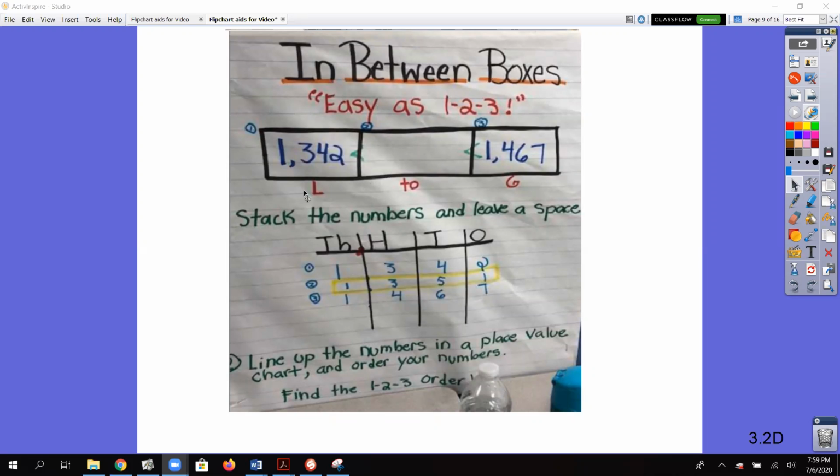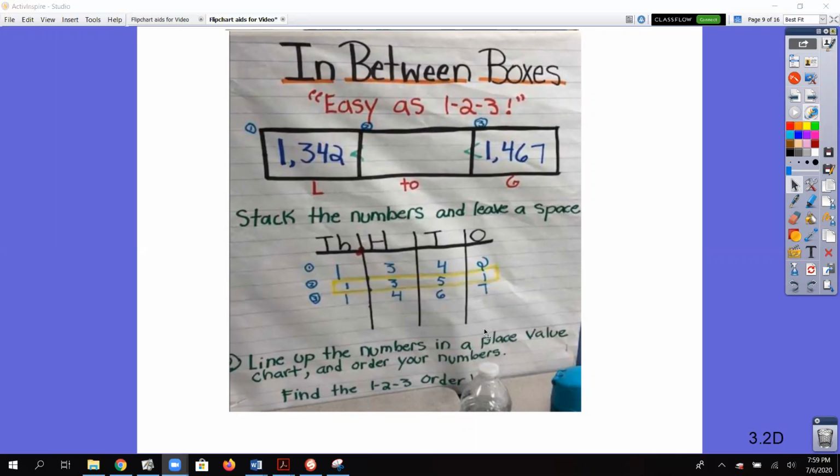So step 1 would be to stack the numbers and leave a space. So they stacked them inside a place value chart, and they left the space in the middle because they were trying to figure out what would go there. So 1,342, 1,351, and 1,467. So they found the number that goes in the middle by doing the in-between box. So this goes in the first box, this goes in the third box, and the number you're trying to find went here.